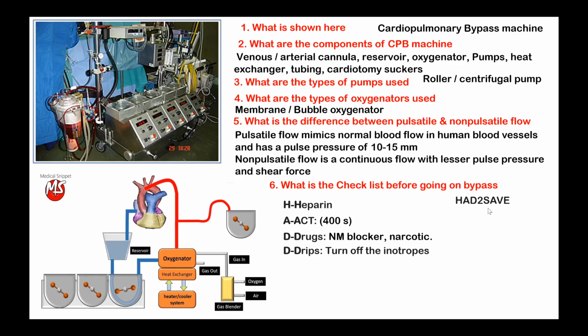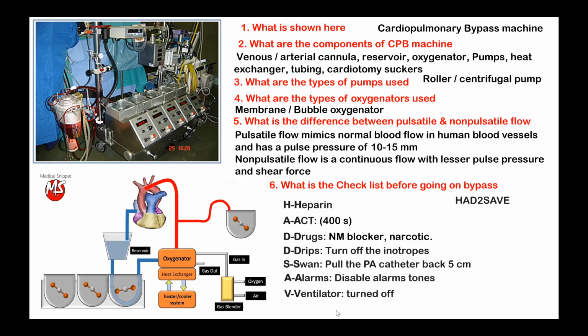Okay. Then what about the S? Switch off the Swan-Ganz; it should be pulled back. If you have a PA catheter, you must pull it back about 5 centimeters to avoid it getting clamped. And A is for alarm, disable all alarm tones. V, ventilator turned off. And E, emboli, check the arterial cannula for any bubbles. Okay, so this is the mnemonic to remember the checklist before going on bypass.